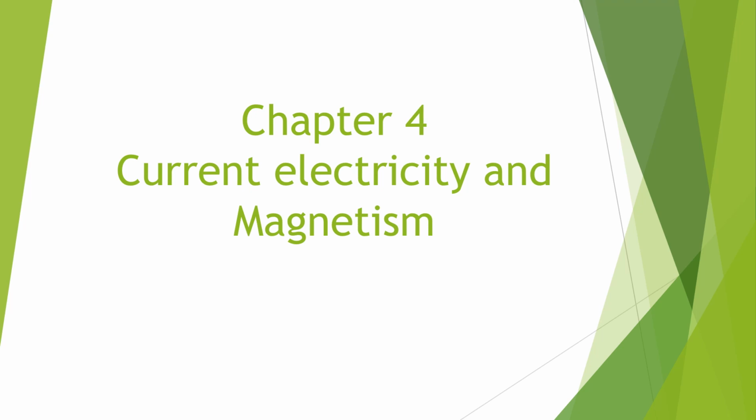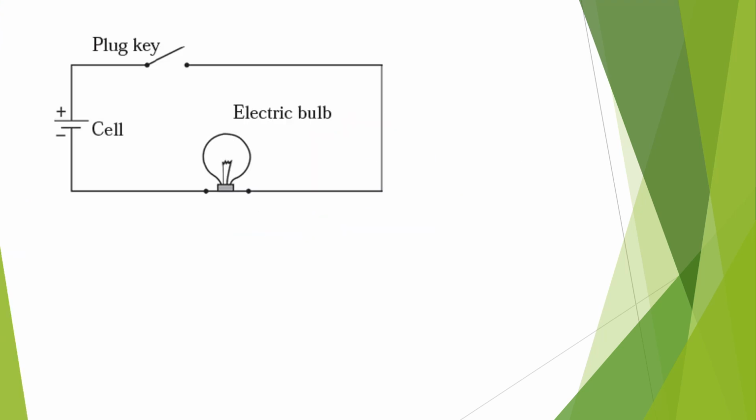Today we will continue with the remaining part of chapter 4, current, electricity and magnetism. When an electric bulb, a plug key and a cell holder are connected with the help of connecting wire, it forms an electrical circuit. Electrical bulb we already know.